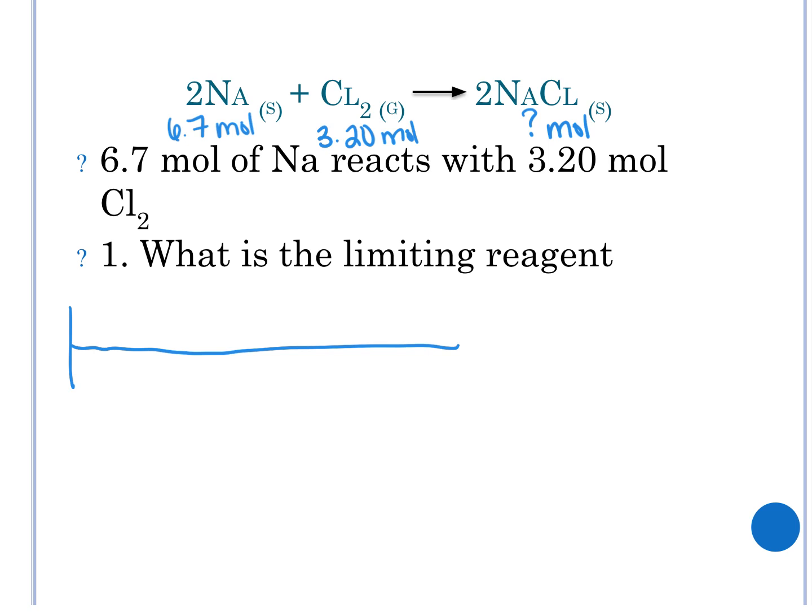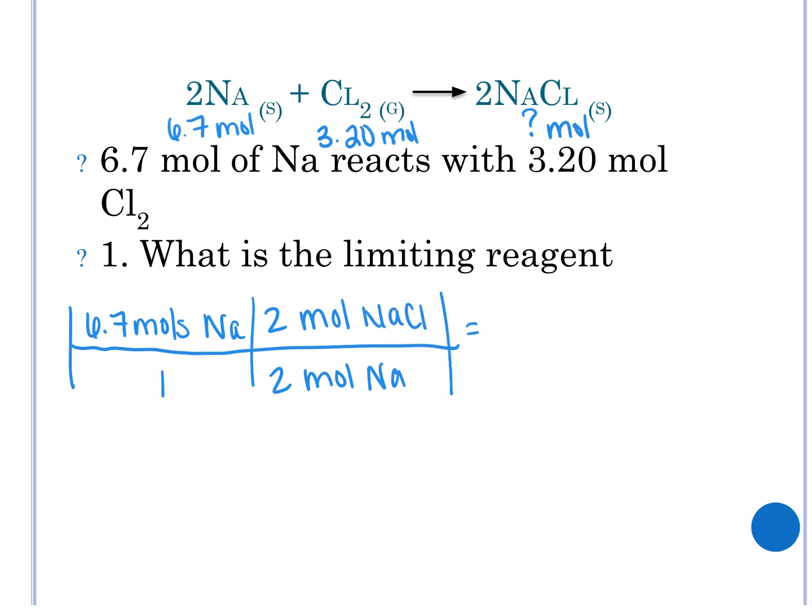I'm just going to start with sodium first, solely because it's listed first. So we're starting with 6.7 moles of sodium. And then what's the ratio between sodium and sodium chloride? 2 to 2. Okay, 2 to 2. So for every 2 moles of sodium, we get 2 moles of sodium chloride. So how many moles of sodium chloride can we get? Okay, so we get 6.7 moles of sodium chloride. So that's just half the battle.